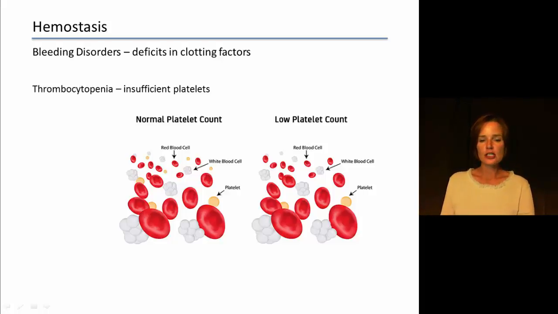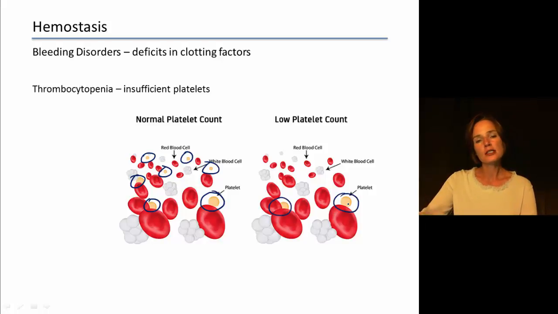You can see in the pictures here the difference between, say, normal platelet counts and low platelet counts. The platelets are the little yellow pieces that we see right here. So in normal blood, you can see that there's quite a few of them in our image. If we have a low platelet count, you can see that there's just a couple of them there.